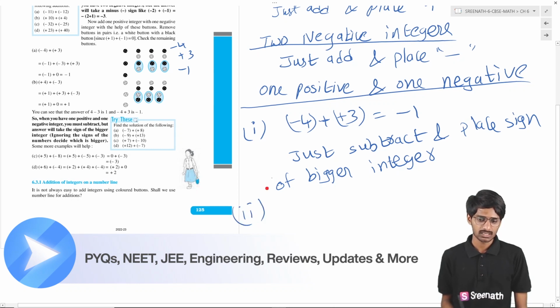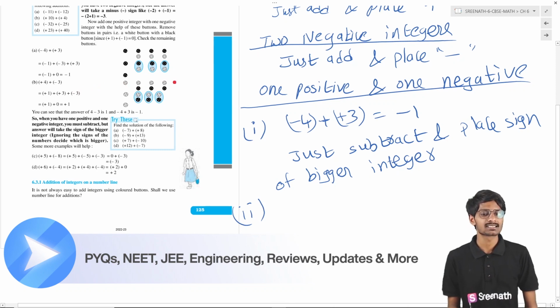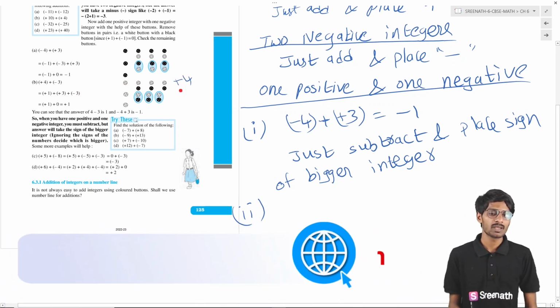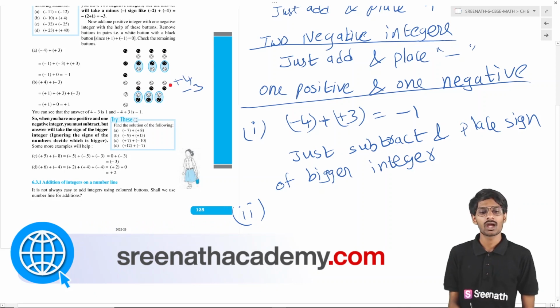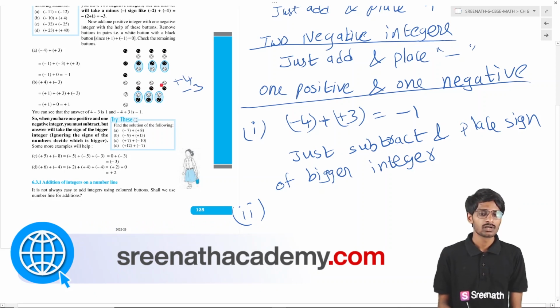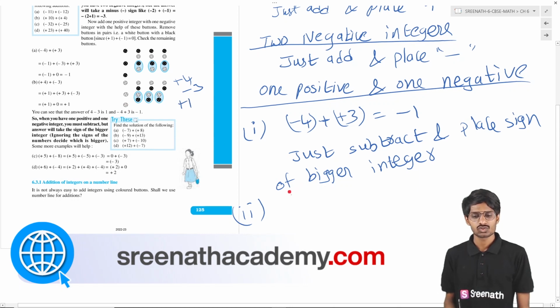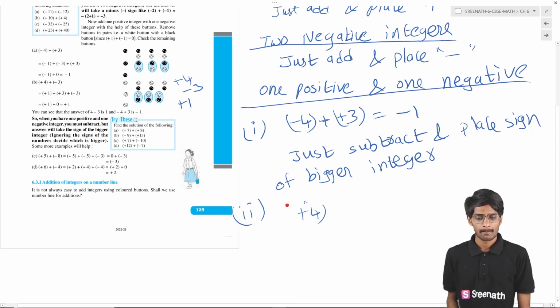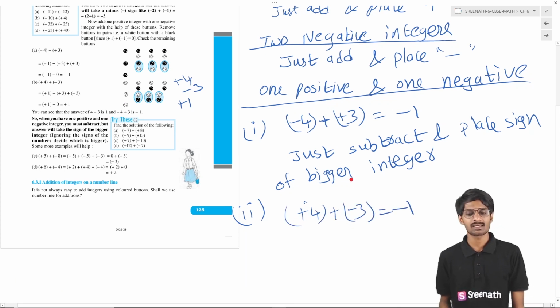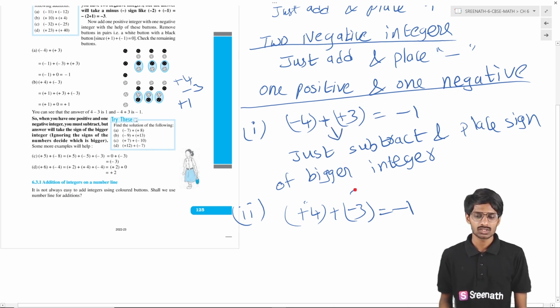So in this case, what happens? Suppose there are 4 whites, so plus 4, and 3 blacks, minus 3. One black and one white are cancelled, so the remaining is 1, which means plus 1. So in this case, plus 4 plus minus 3, the answer is plus 1. In this case also, just subtract. So in both cases, just subtract and place the sign of the bigger integer.